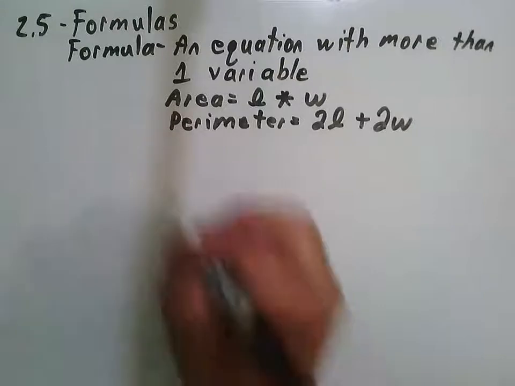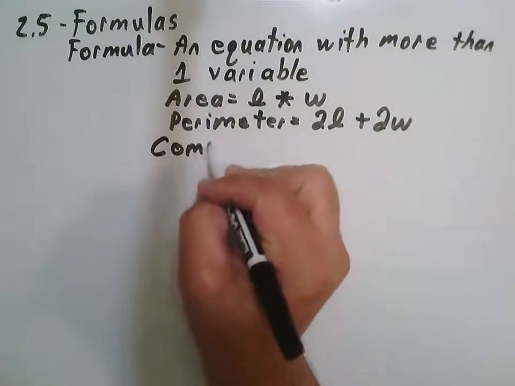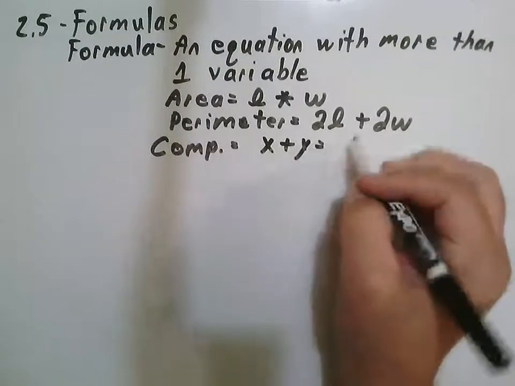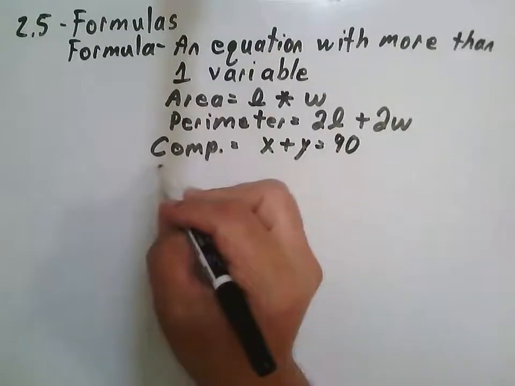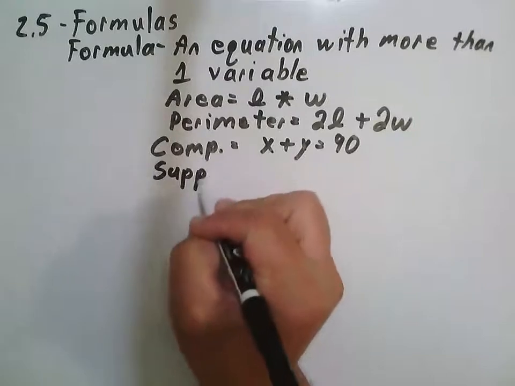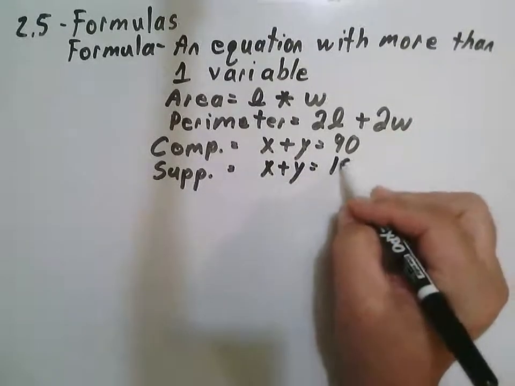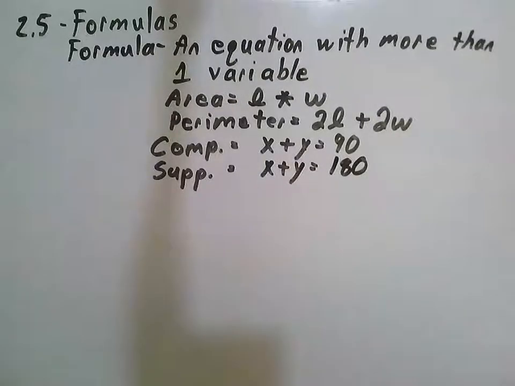But if you think of some of the other ones that we've done, I'm just going to abbreviate here our complementary angles, which was x plus y is equal to 90. And then also our supplementary angles, which was x plus y is equal to 180. So we've already used these before, so we're just going to focus on these a little bit and see how we use these to solve different things.